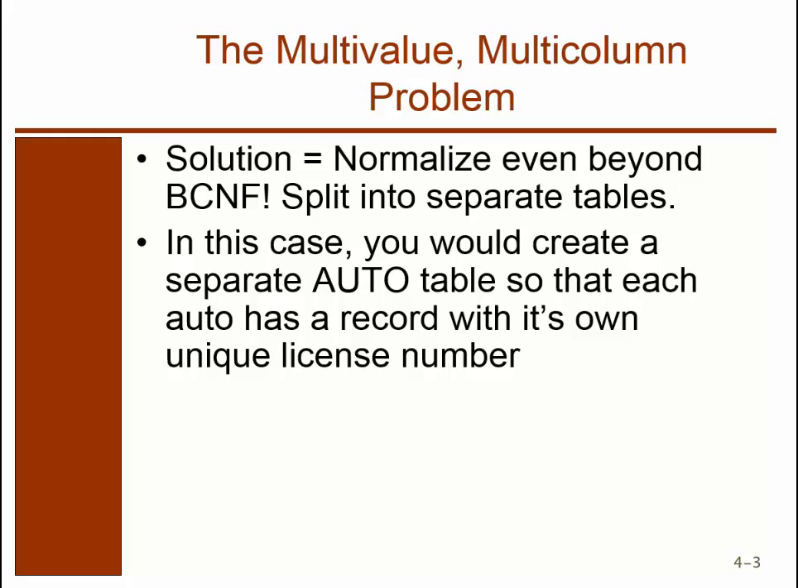In this case, you would want to create a separate auto table or car table so that each automobile has a record of its own with its own unique license plate number. Then this table would also have a foreign key field that could relate the automobile back to the employee. In this way, no matter how many automobiles the employee has, there's a good, consistent way to store information from them.